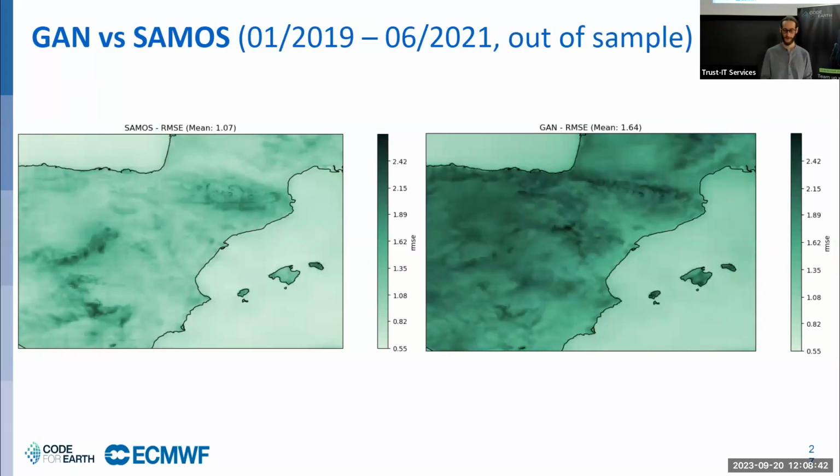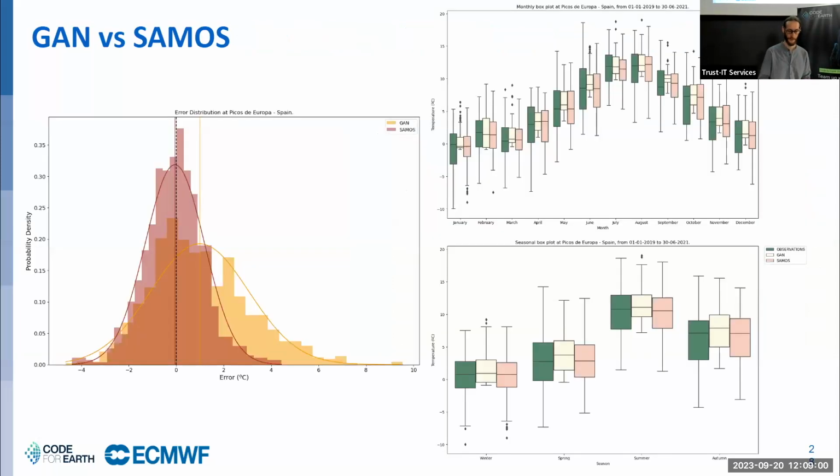There are some small spots, also in some of the southwestern parts, where the GAN has a lower RMSE in mountainous regions, but overall you can see that the error is of course a bit larger than what we have with SAMOS.